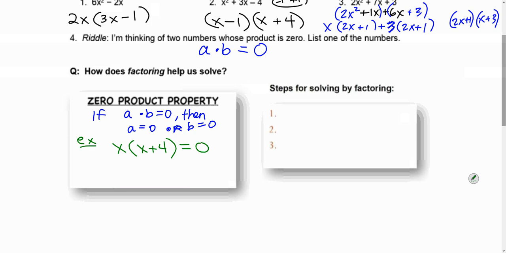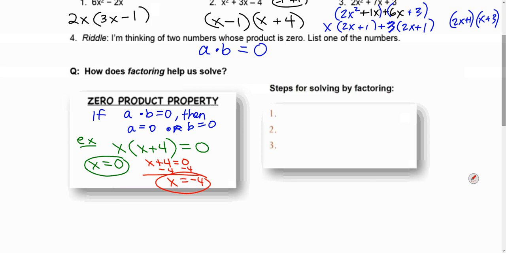Now there's two x's here, right? So that means we should have two answers. Using the zero product property rule, all we have to do is take each part that has an x and set it equal to 0. So one of these answers is x equals 0. The other part has a little bit of work to it because it's not all by itself. It's going to say x plus 4 equals 0. So we subtract 4, and we end up with x equals negative 4. So those are our answers. And that's essentially what we're doing today.